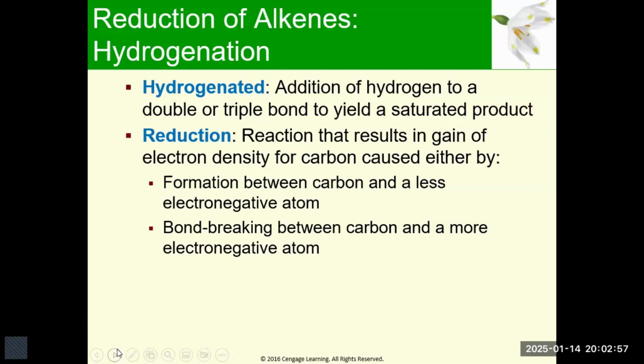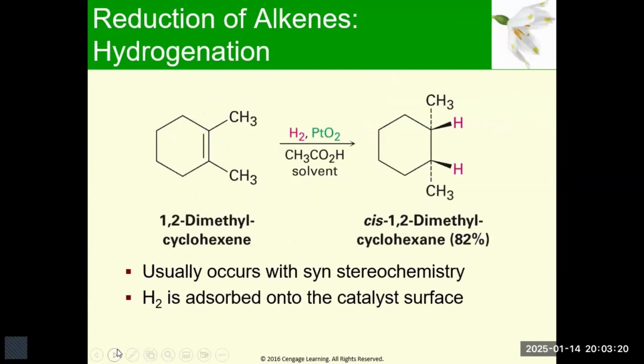All right, so now we're going to talk about reduction of alkenes using hydrogenation. Hydrogenation is simply the addition of hydrogens to a double bond or triple bond to yield a saturated product. Now, reduction reactions result in a gain of electron density for carbon, caused either by bond formation between carbon and a less electronegative atom or bond breaking between carbon and a more electronegative atom. So let us look at this.